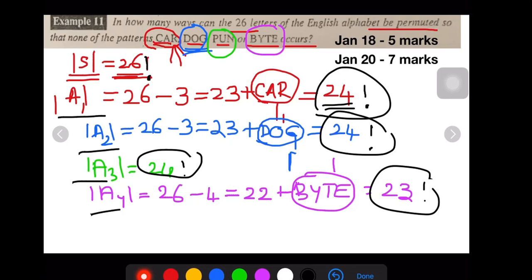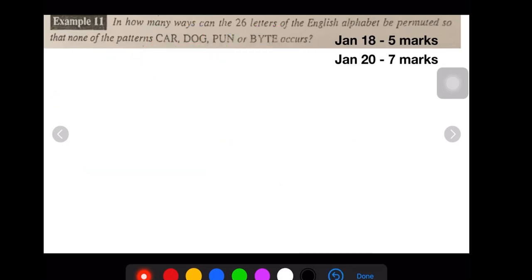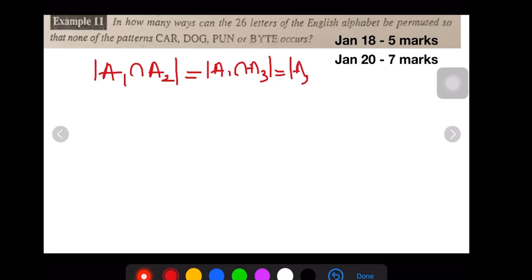Likewise, you also have to find out two sets together, so the intersection of two sets. So we'll start that here. For this particular problem, the intersection of two sets. Let me take A1 and A2. Similarly, you can also do it for A1 intersection A3, and it is also the same as A2 intersection A3. Why? Because all have the same size, so it doesn't matter with respect to the final value. So we take the same thing for all of these.